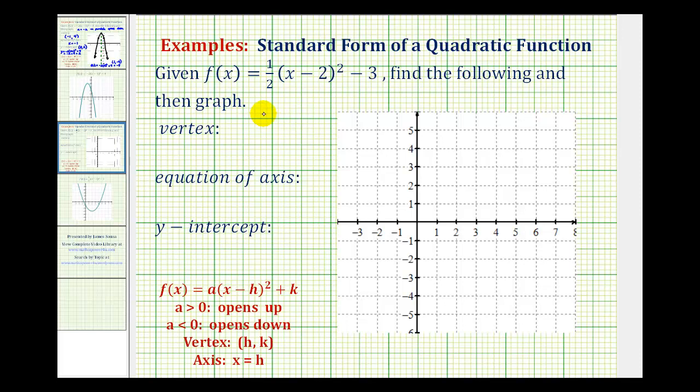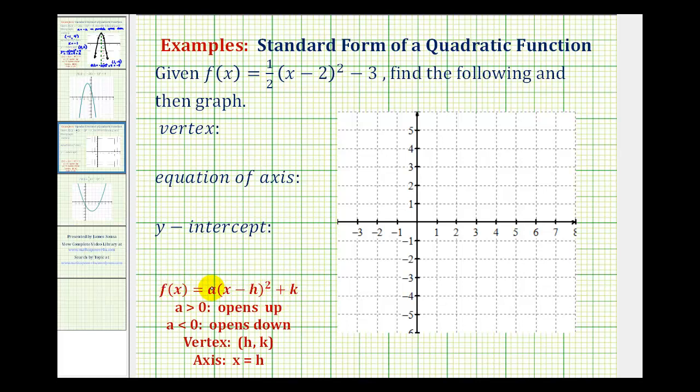In this example, we want to graph a quadratic function in standard form, sometimes called vertex form or graphing form, by finding the vertex, equation of the axis of symmetry, and the y-intercept. So for a quick review, this is called standard form of a quadratic function.